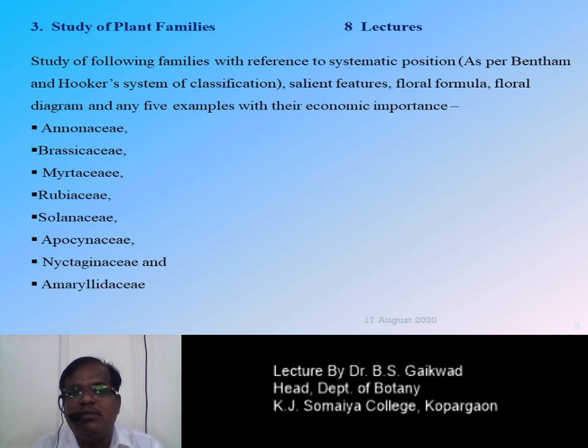Then again the corolla is there. The same thing happens in the corolla. Corolla is the next whorl of the flower, which is colored, and it plays a vital role in attracting the pollinating agent for the purpose of pollination. So it must be included there, that is aestivation particularly in the floral diagram.